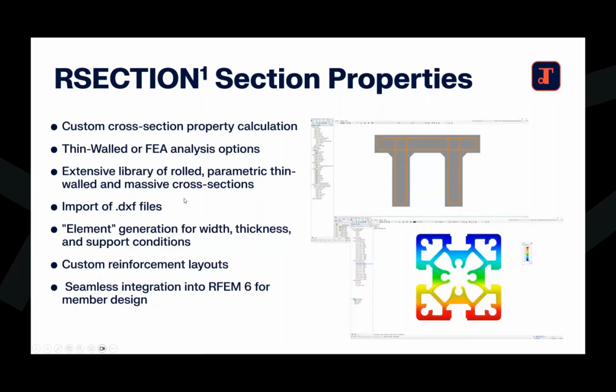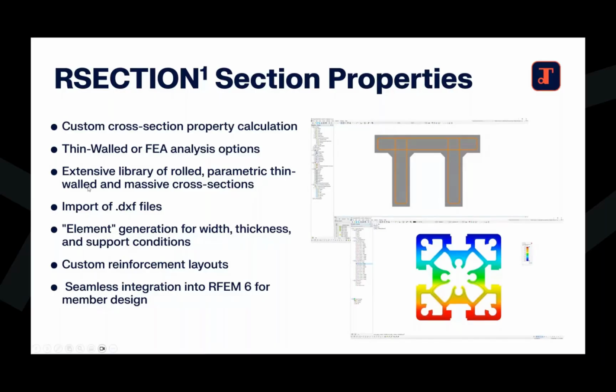If you want to create your cross section, so for example, built up cross sections, you have access to all the same cross section materials that you do in RFEM. So an extensive library of these rolled, parametric, thin-walled, or even massive cross sections. But you can also import in something like a DXF file, which is again quite common for an aluminum extrusion.